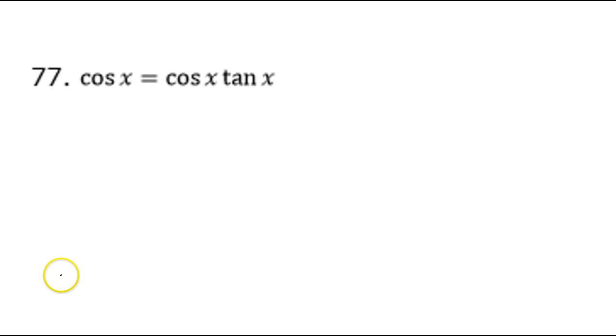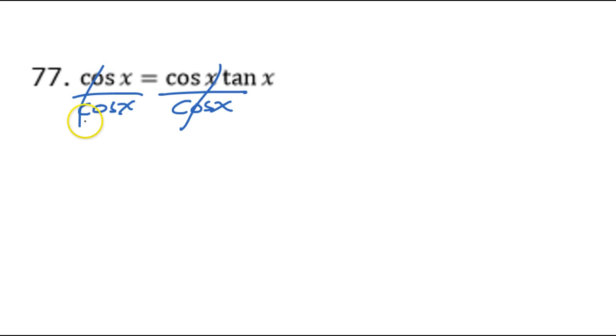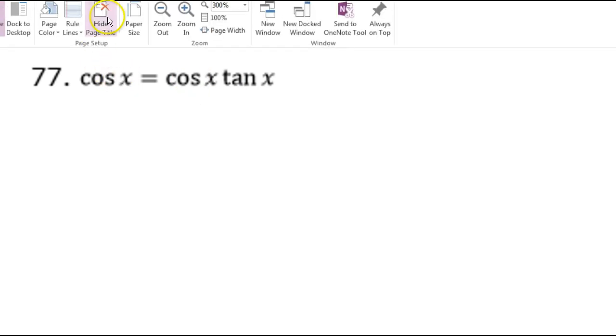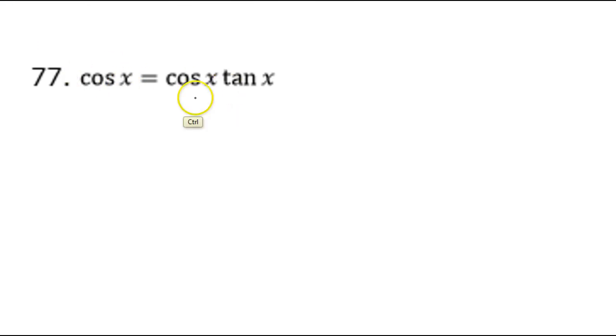Looking at number 77, the big thing you have to be careful not to do is you can never divide by a trig function. It's tempting to go like this and divide both sides by cosine x and cancel these out. But that is highly illegal. You cannot divide by 0. And that's really what you're doing because cosine of x is often 0. So if you divide by cosine x, you're dividing by 0.